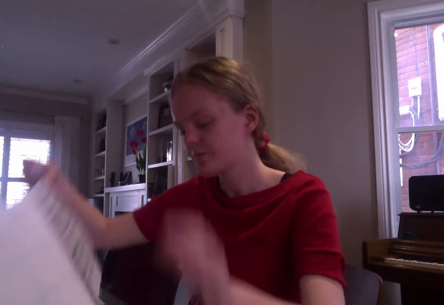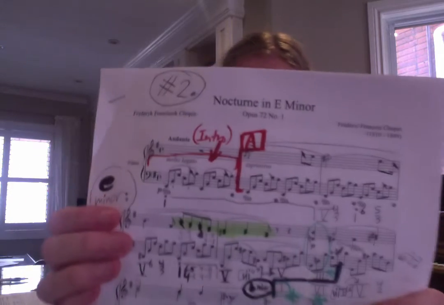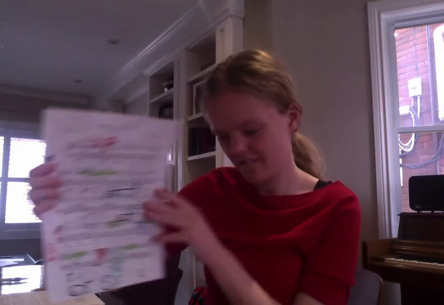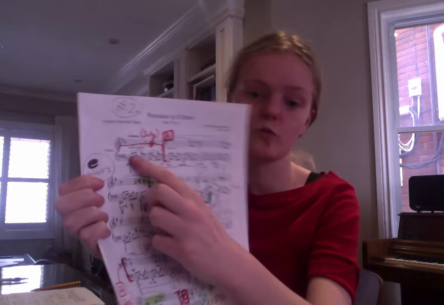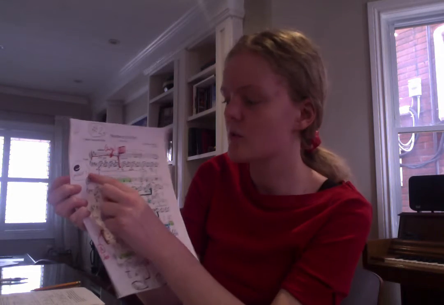So now I will be talking about the structure of my second piece, Nocturne Op. 72 No. 1, in E minor. That's this one. So we have an intro, which is only 1 bar long. And as you'll know, it's in A minor.